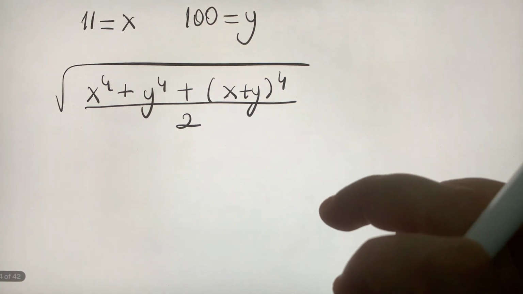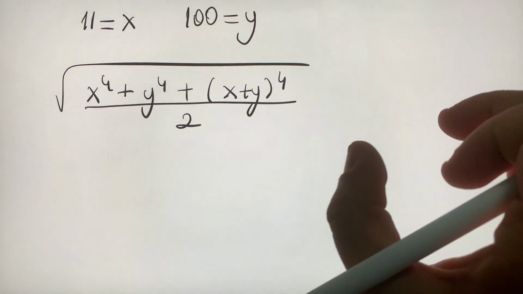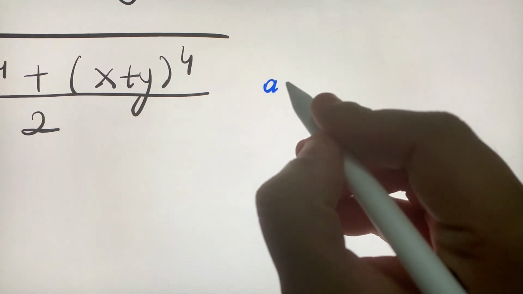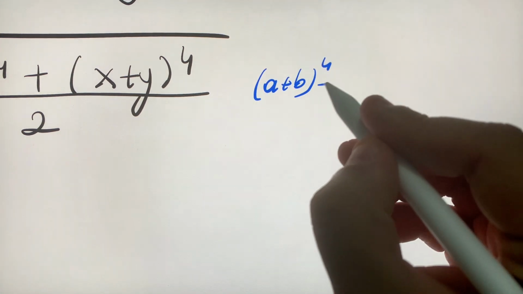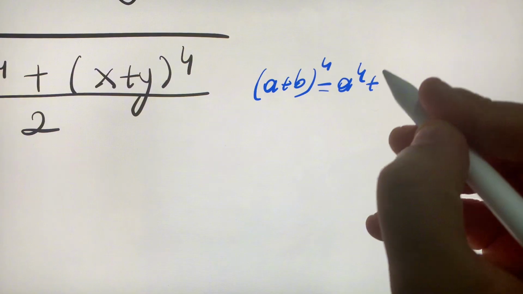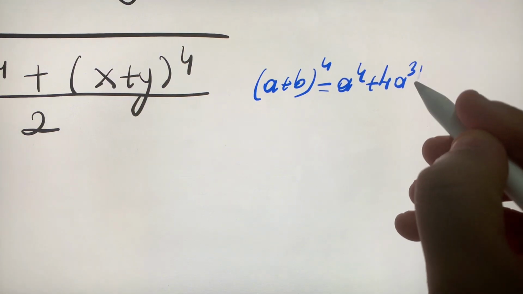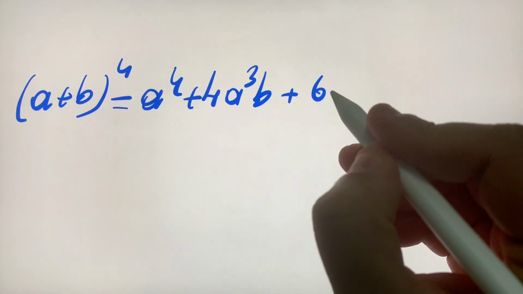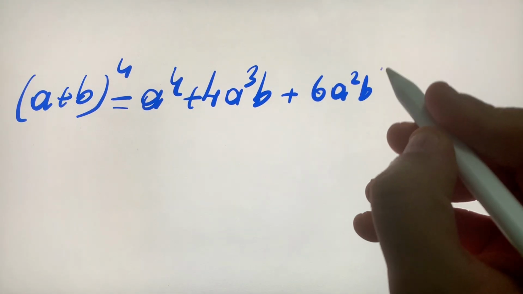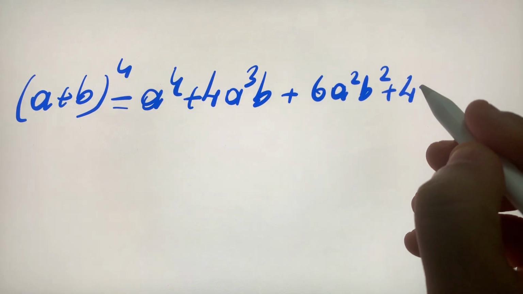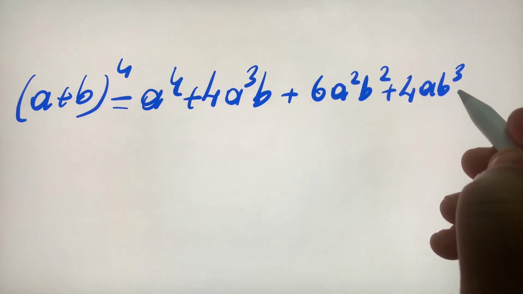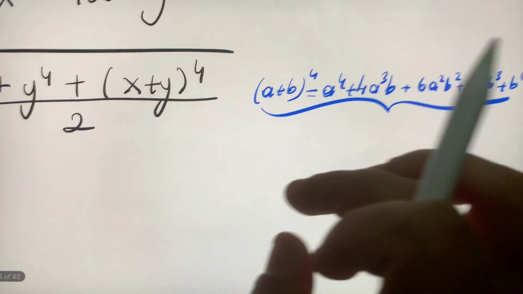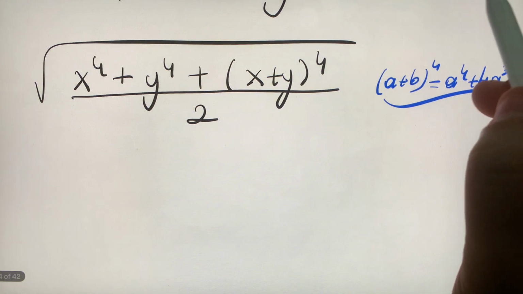So what can I do next? Now let's think about the fourth degree expansion of (a plus b): a to the fourth, plus 4 times a cubed times b, plus 6 times a squared times b squared, plus 4 times a times b cubed, plus b to the fourth. I can write this. Then let's try to apply this rule in our question immediately.